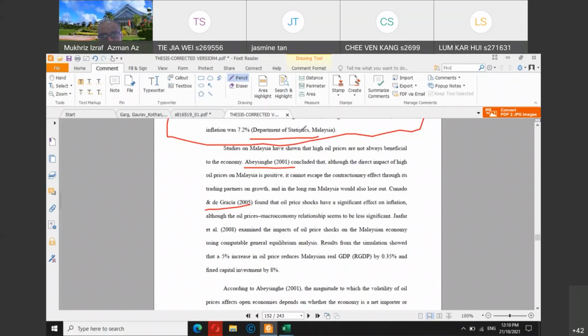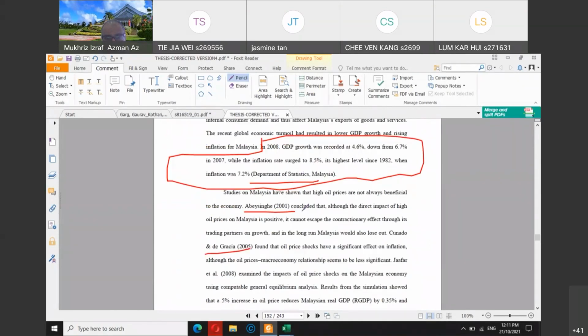Okay, so whenever you write your introduction, a good introduction does not only provide numbers, but this is also where you can start referring to a few articles, a few journal papers which are relevant to your issue. For example, in the case of my project here, I selected a few papers that were done specifically on, that include Malaysia as part of the study.